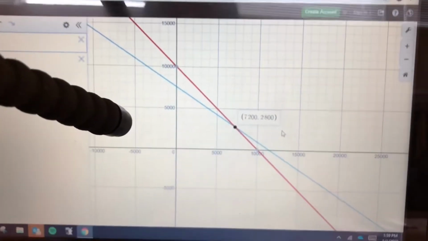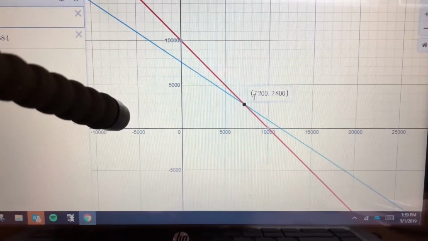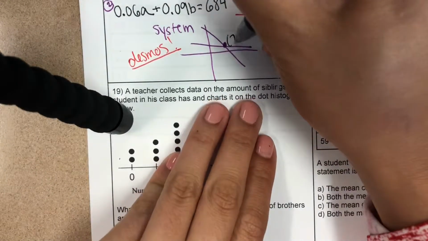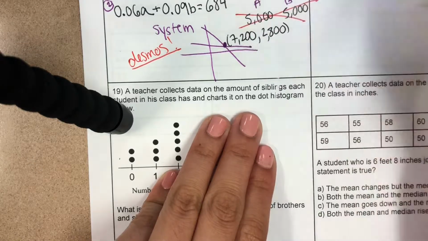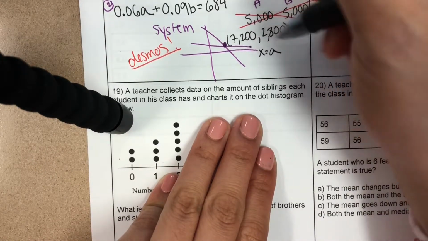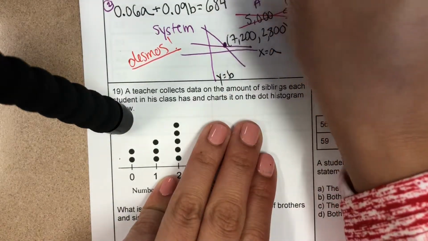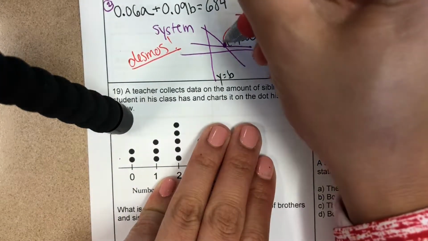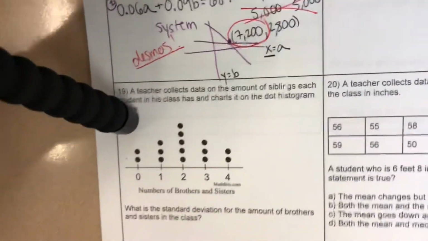So when I graph it like this, I'm looking at my point of intersection right here, which is 7,200 and then 2,800. So I'm gonna write that down. My point of intersection right here is 7,200 and 2,800. Well, I put in my X value as A and I put my Y value in as B. So when it says, how much should I invest in Fund A? Well, that is my X value. My X value is $7,200. So that is how much I put into Fund A.